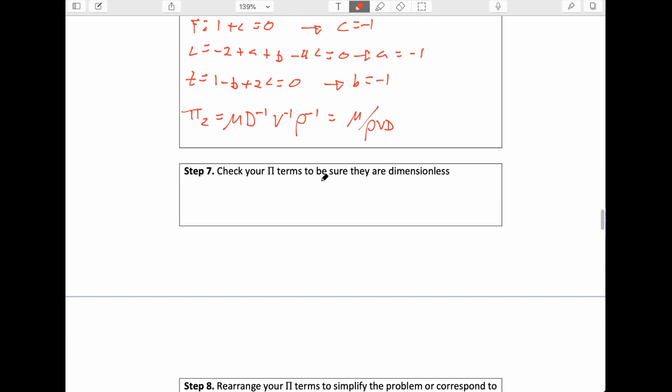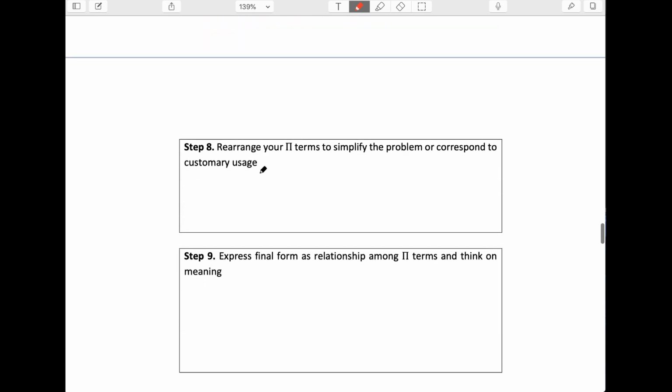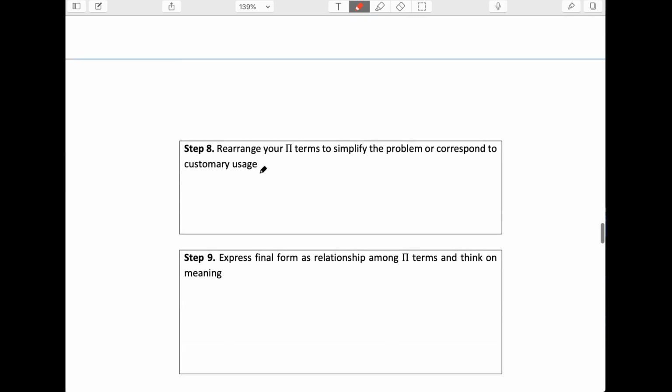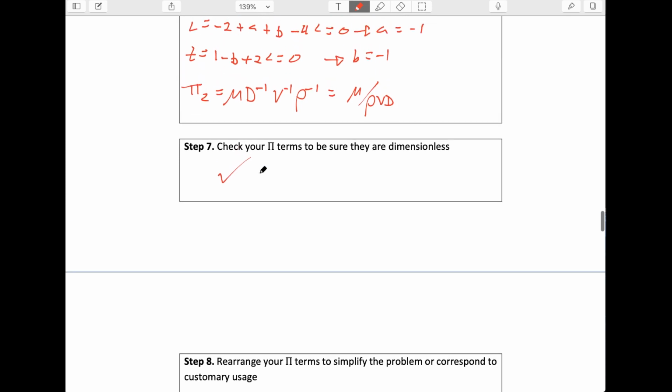All right, so check to make sure they're dimensionless. I'll let you check your own work. I know I did it right, so I'm just going to leave that alone. The last thing we want to do is find out if there's anything that we could rearrange to use customary terminology. So for example, if you look closely, this may look familiar to you.